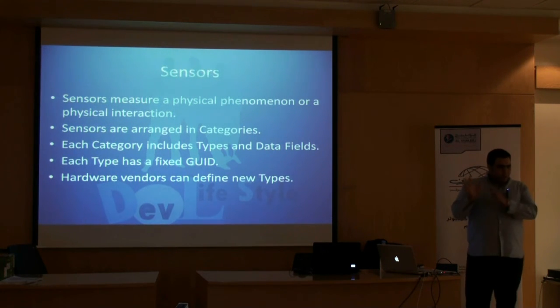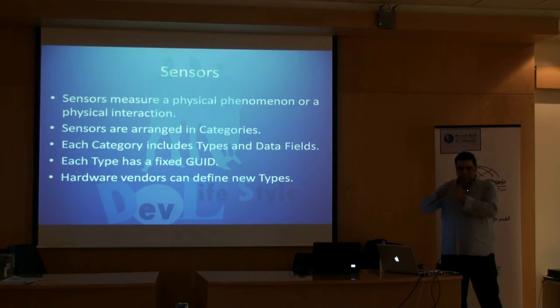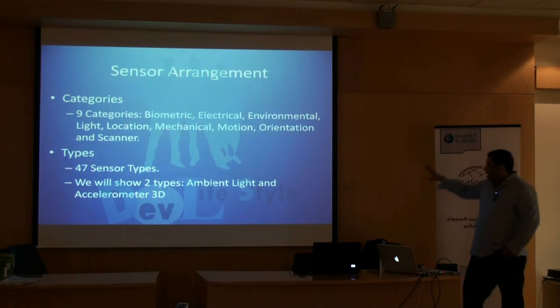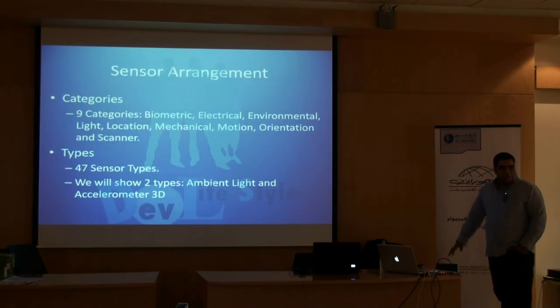Microsoft, in Windows 7, categorized the sensors into categories. Beneath these categories there are types. There are 9 categories defined now for Windows 7.